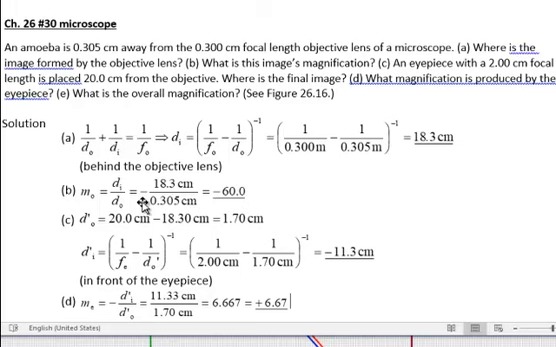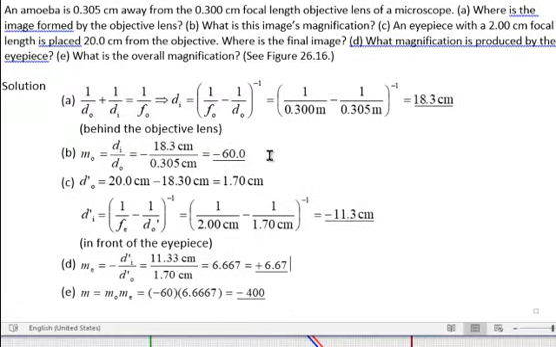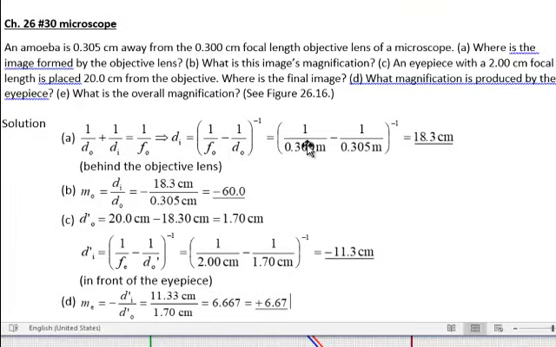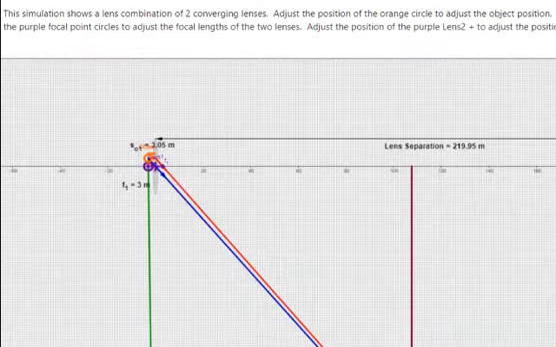And again, the negative that we see right here actually belongs to the magnification equation. So the negative should be right here to begin with. So negative 60 times, simply turn around, hence the negative there at the end. And then subtract that image distance from the distance between the two lenses, and that's what it says here, is placed 20 centimeters from the objective. That's where the eyepiece is going to be. So 20 minus 18.3 is 1.7, obviously. Again, I don't have to use a calculator.